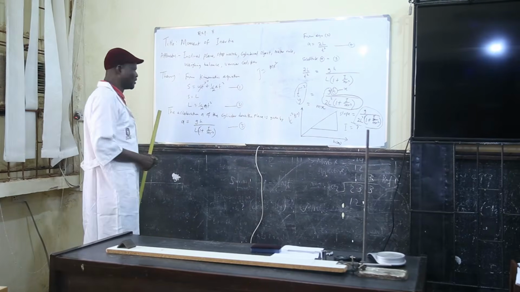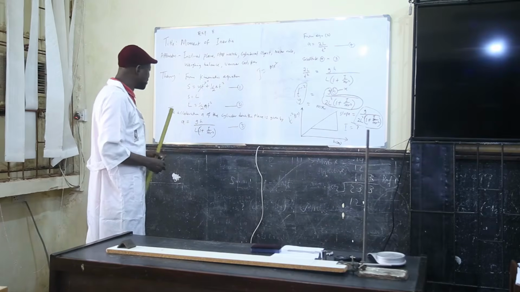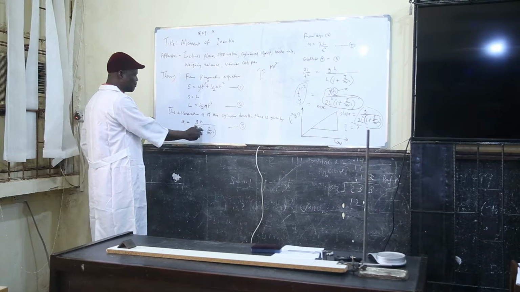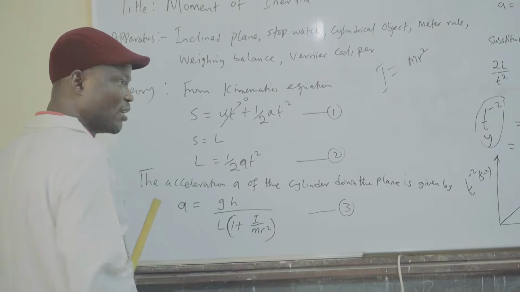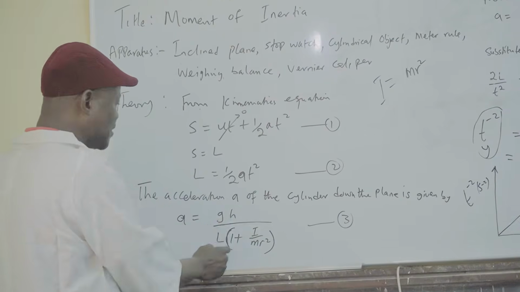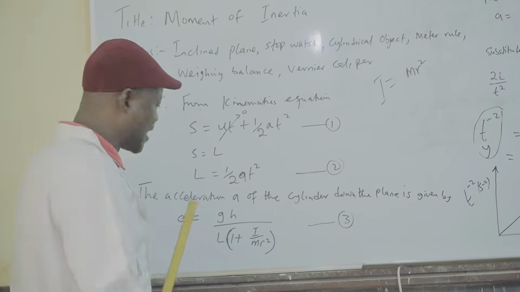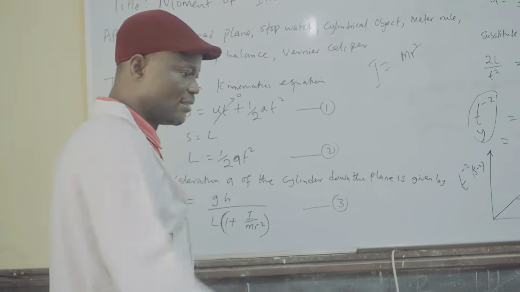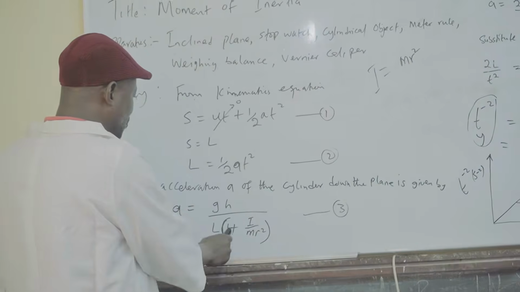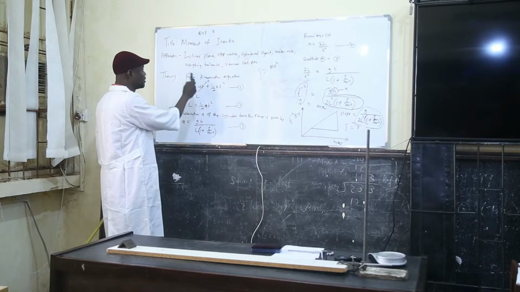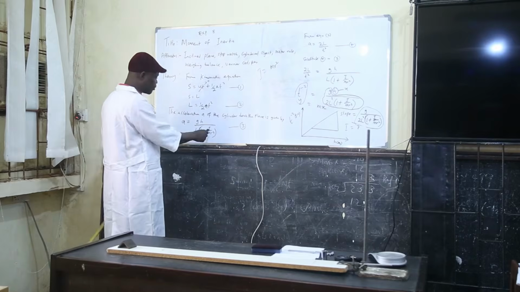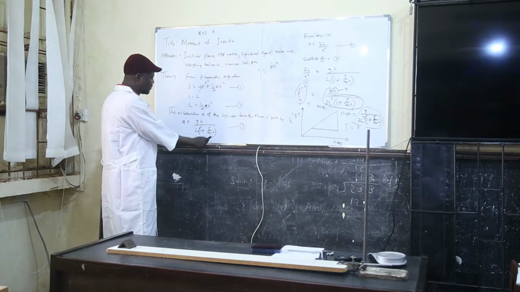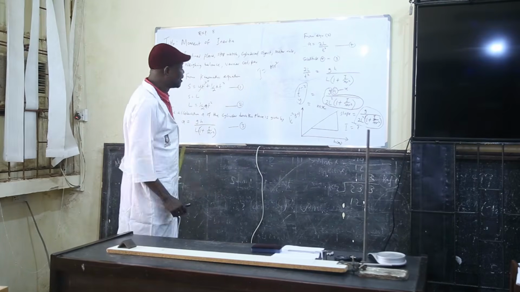The acceleration a of the cylinder down the plane is given by this expression: a equals gh over L, bracket 1 plus I over mr squared, where g is the acceleration due to gravity, h is the height of the inclined plane, and L is the length of the journey. Then I is the moment of inertia. That is the title of the experiment that I want to determine. Then m is the mass of the metallic cylinder, and r is the radius of the metallic cylinder.